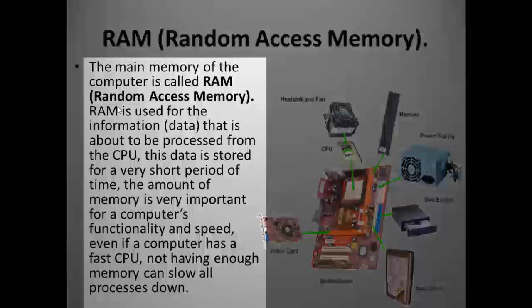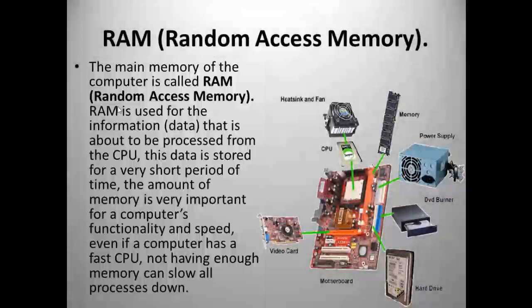The main memory of a computer is called RAM, or random access memory. RAM is used for the information or data that is about to be processed by the CPU. This data is stored for a very short period of time. The amount of memory is very important for the computer's functionality and speed. Even if a computer has a fast CPU, not having enough memory can slow all processes down.